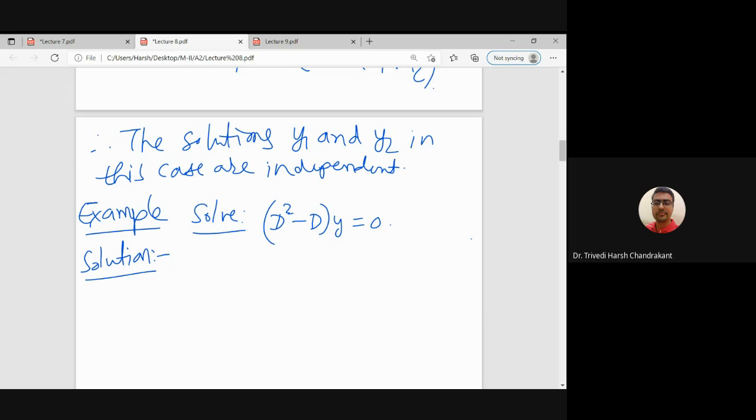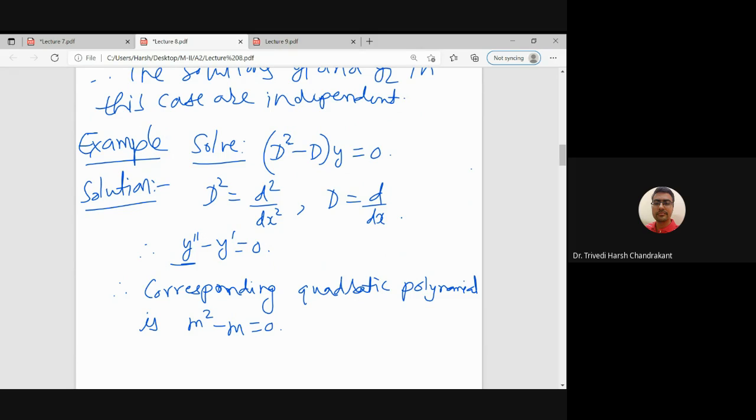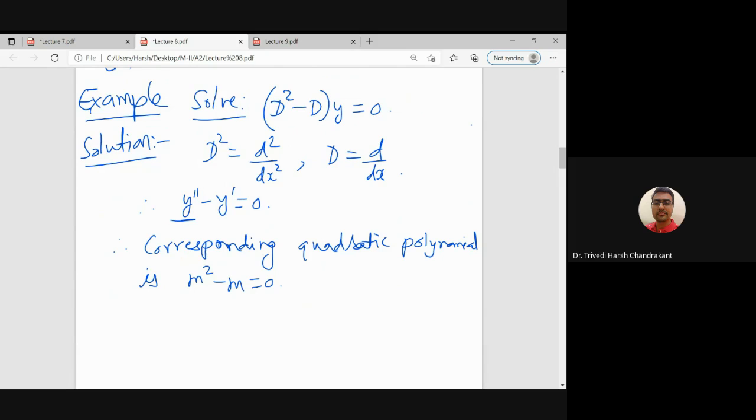So what is this equation? First of all, we know that in our notation d square is d square by dx square, and d is d by dx. So therefore, essentially, we are solving the equation y double dash minus y dash equals 0. We want to solve this equation. So therefore, the corresponding quadratic polynomial is, what will be the corresponding polynomial? It will be 1 times m square minus 1 times m equals 0, right?